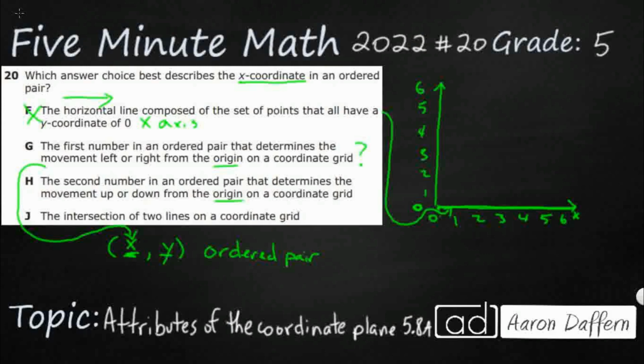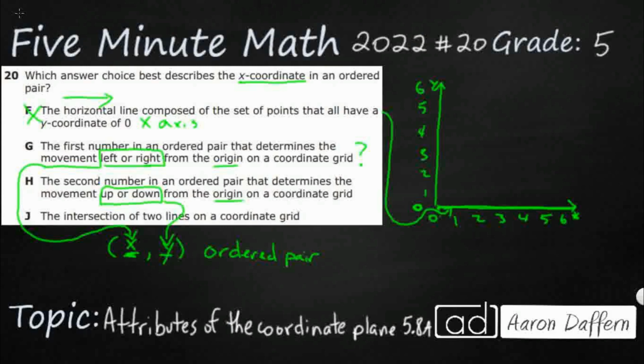Let's look at H. Oh, there we go. The second number in an ordered pair that determines the movement up or down. See, the x-axis right here goes left or right, which is good. The y is the second number, and it goes up or down. So this is the y-axis right there, and this is actually describing this right there. So the G is describing our x-coordinate. Our H is actually describing our y-coordinate.